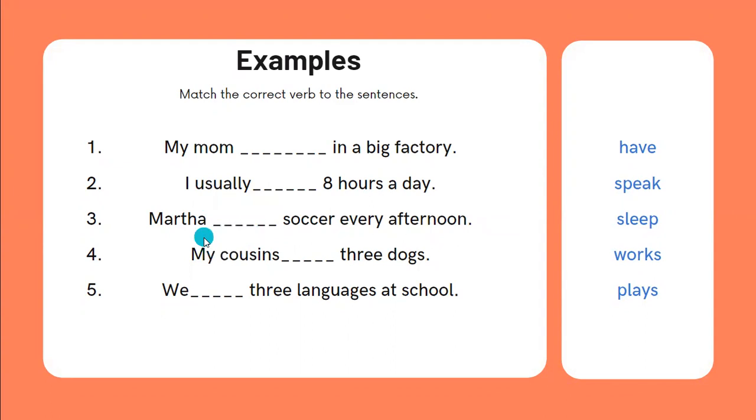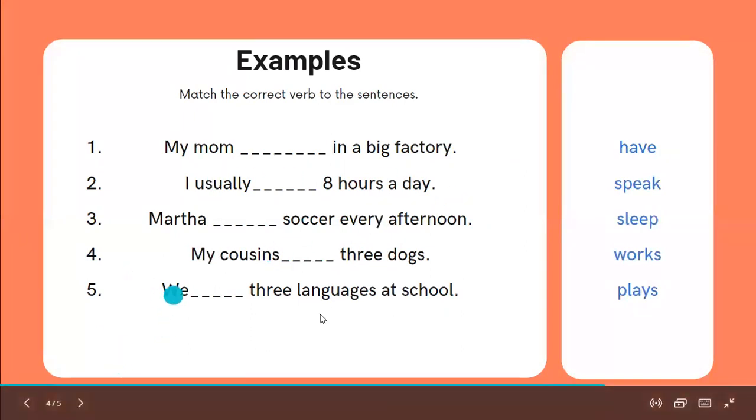Number 4, my cousins, they, so no S in this case. My cousins blank 3 dogs. My cousins have 3 dogs. Mis primos tienen 3 perros. And finally, number 5, we speak 3 languages at school.